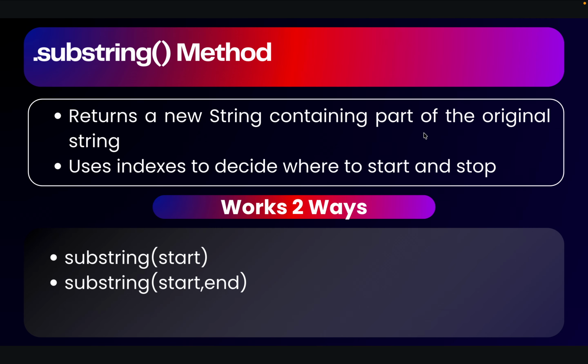So your substring method is going to return a new string to you containing only a part of the original string. And again, this is going to use the indexes to decide how to start or stop. Now there's technically two ways you can do it. The first way is just by saying where you want your string slicing to start. So what index or what character should it start at? Or you can actually tell your program where it should start and where it should end when using the substring or slicing your string.